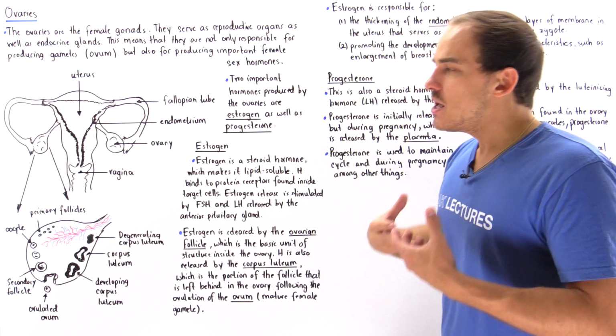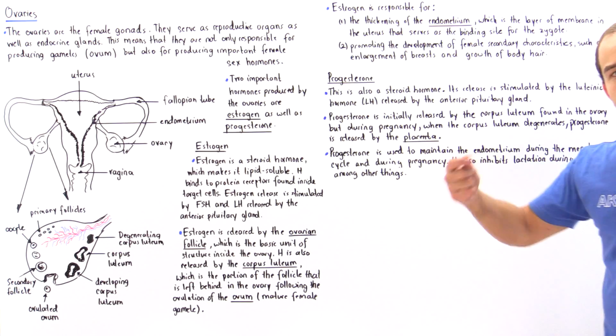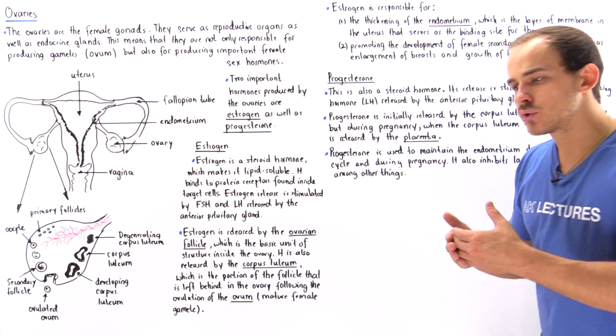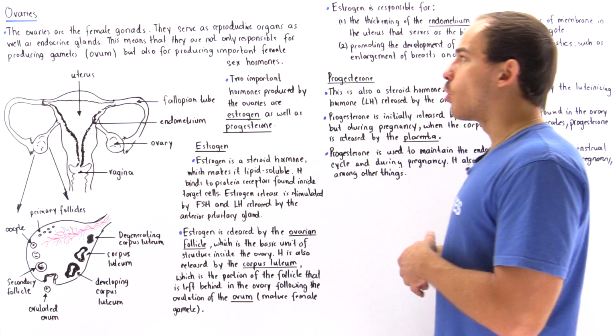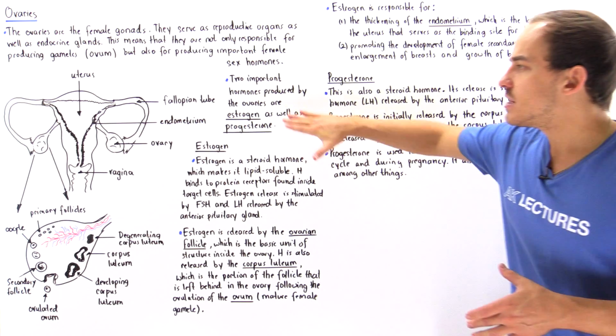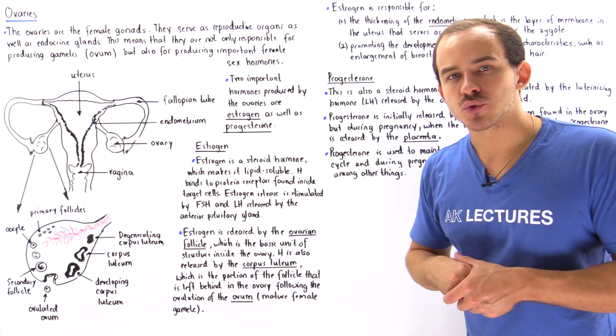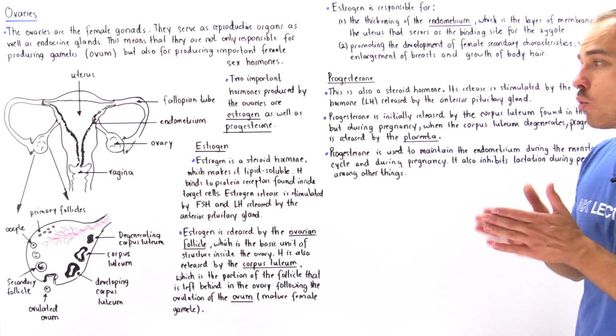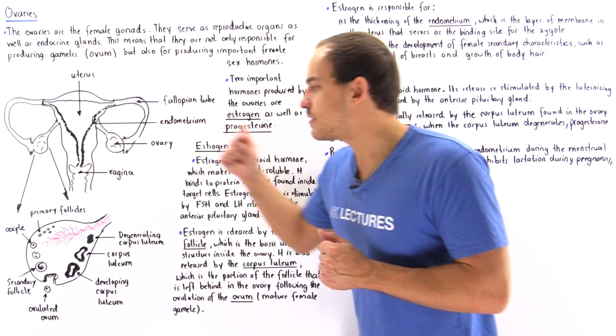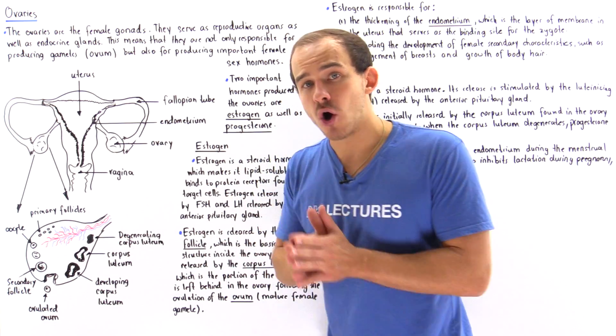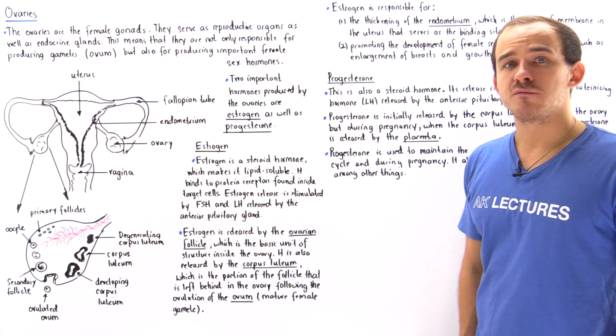So once again, the ovary is the female gonad that acts as an endocrine gland and forms two important female sex hormones, the estrogen and progesterone. And both of these play an important role in not only the female menstrual cycle, but also in the process of pregnancy.